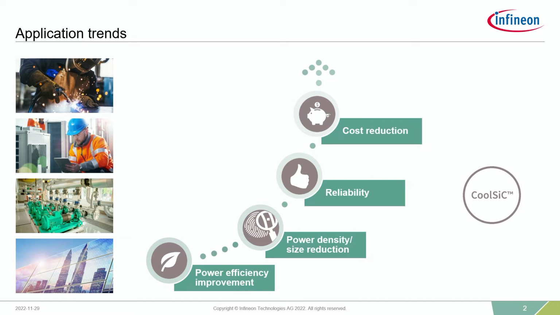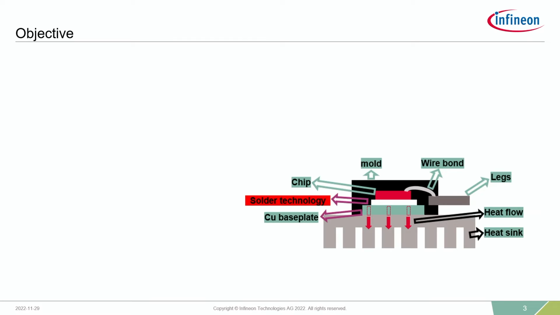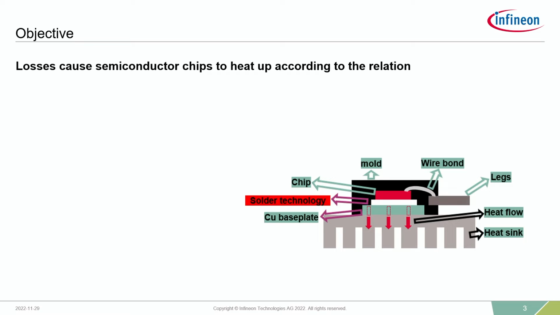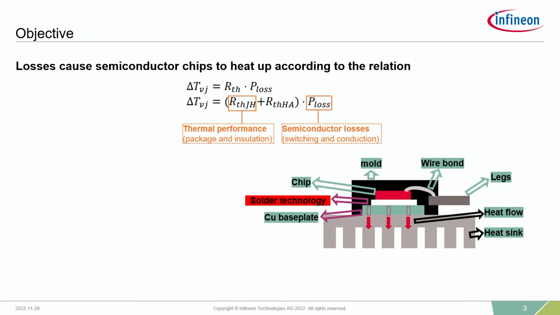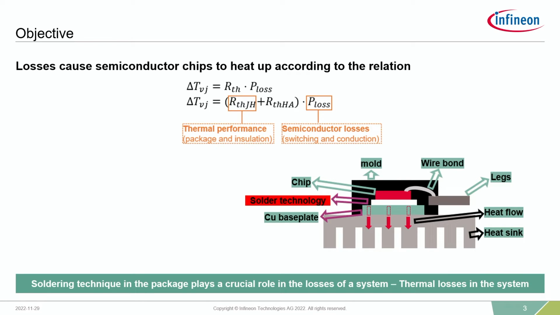To fulfill these requirements, Infineon's enhanced CoolSiC has come with an innovative .XT interconnection technology for better thermal conductivity and reliability performance. Let's go into the objective of the .XT interconnection technology. As we know, the losses of the semiconductor chip cause the device to heat up. That means an increase in the junction temperature. The junction temperature depends not only on the power losses, but also on the thermal resistance of the package, as shown in the relationship here. That means the solder technique in the package plays a crucial role in the system, not only for the thermal losses, but even for the power losses of the system.